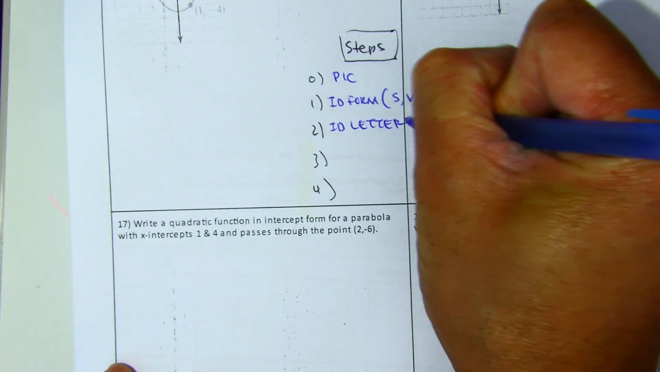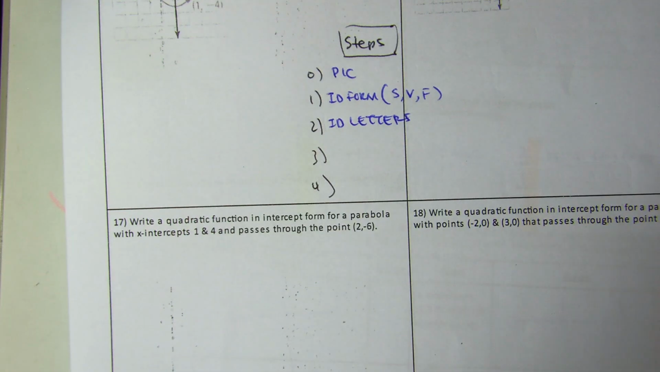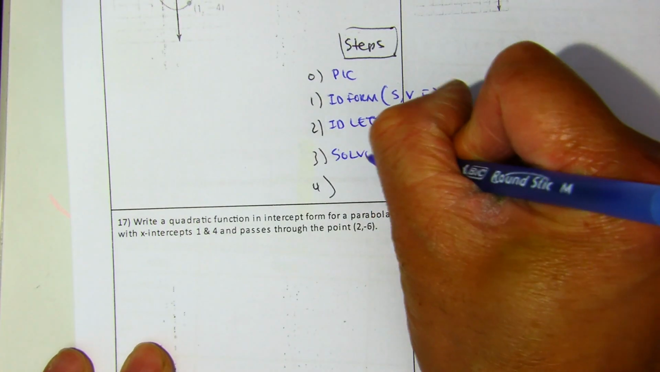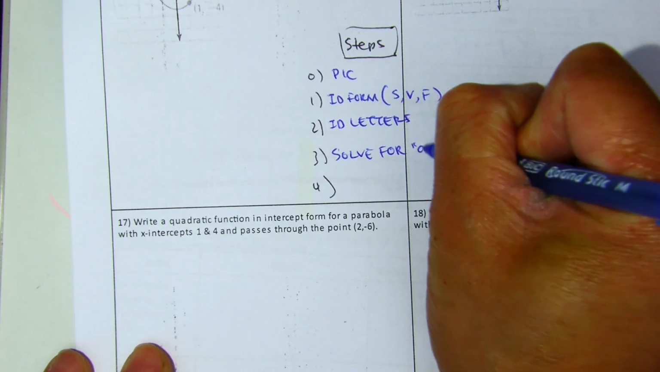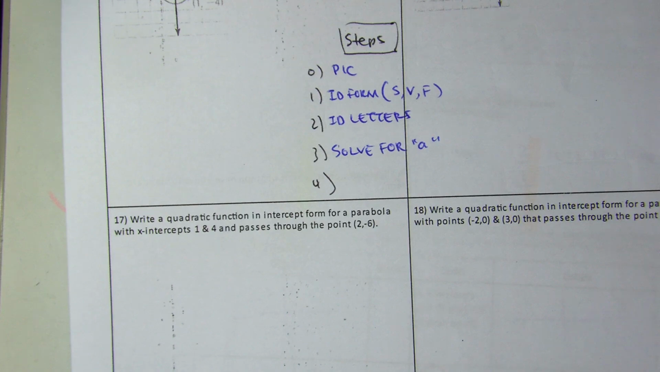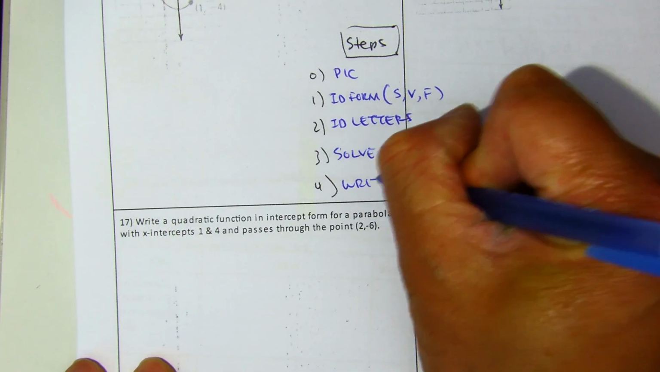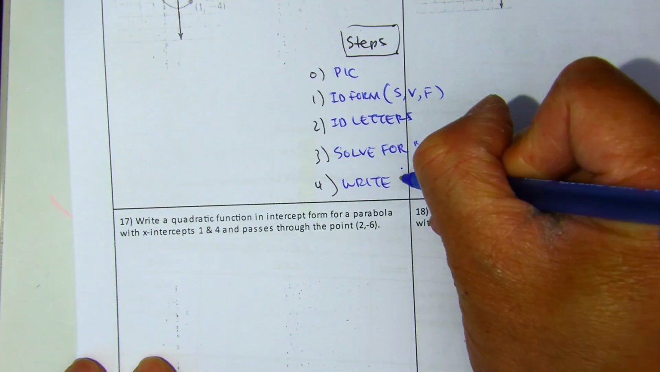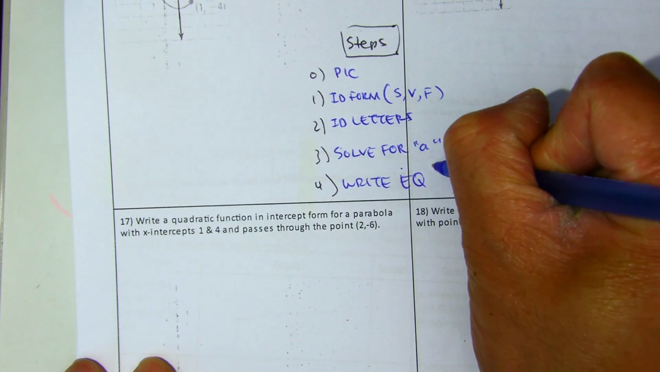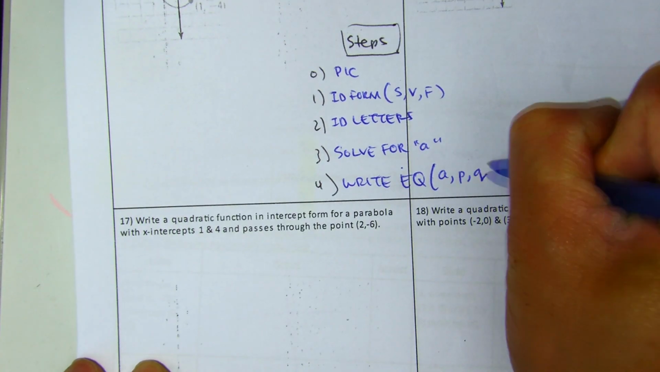So it feels very similar to yesterday. Angel R, number 3. Solve for A. And Carla, number 4. Okay, in today's lesson, we're not going to use A, H, and K. We're going to use these 3 letters: A, P, and Q.